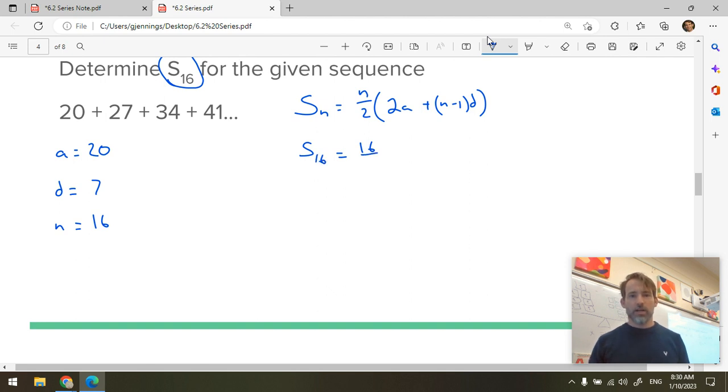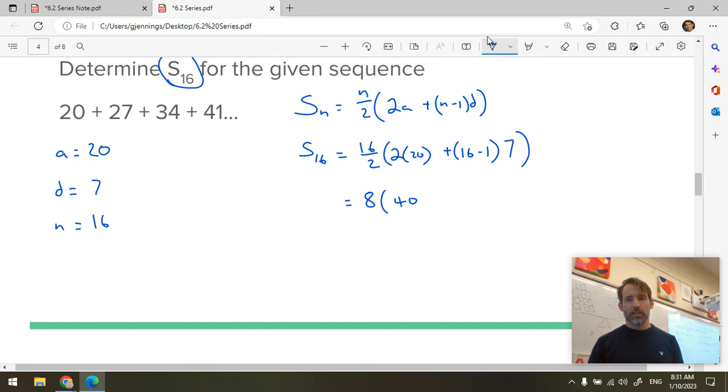is equal to 16 divided by 2, multiplied by 2 times the first term, 20, plus 16 minus 1, that is n minus 1, times the common difference, which is 7. All right. So let's go. Simplify wherever you can. There's a few things that I can do in my first line of simplifications. 16 divided by 2 is 8. 2 times 20, I can do that, so that's 40. I can do this in the brackets there, 15.